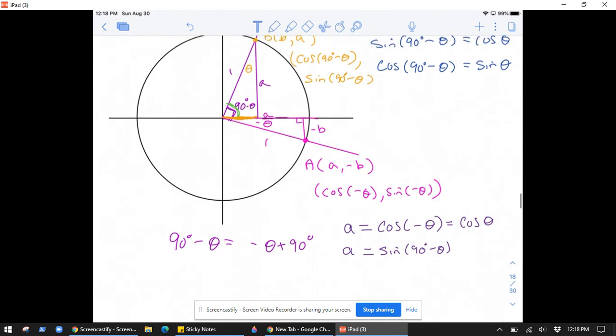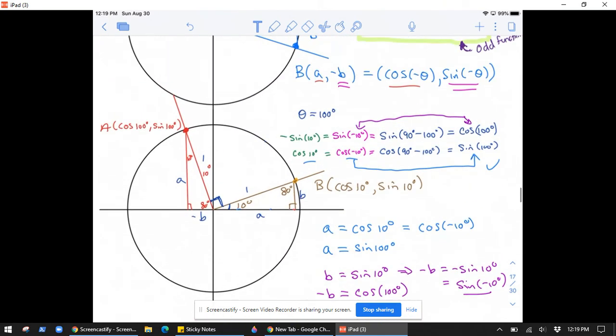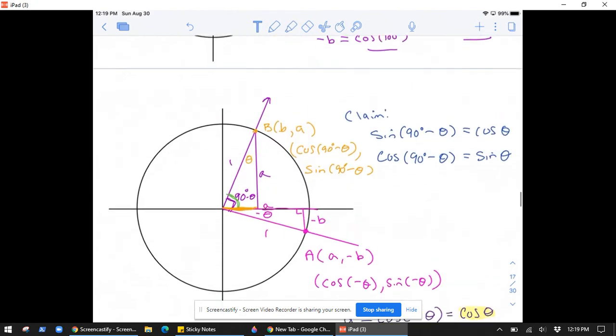And similarly, there are two names for length B. Length B is known as the cosine of 90 minus theta. And since negative B is the sine of negative theta, and the sine of negative theta, according to the identity up here, is the negative sine of theta, we can see that negative B equaling negative sine of theta means that B equals sine of theta. So in both cases, we see cosine of 90 minus theta is the same as sine of theta, and the cosine of theta is equal to the sine of 90 minus theta. And those are those cofunction identities.